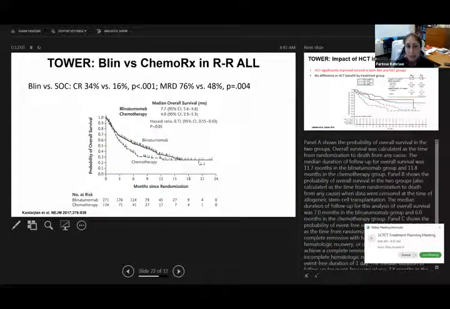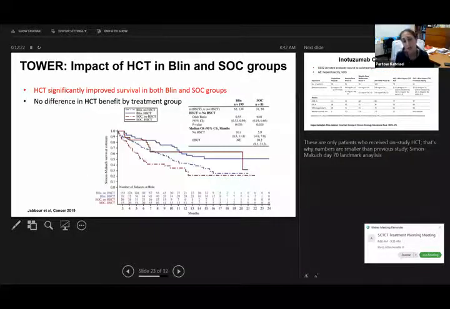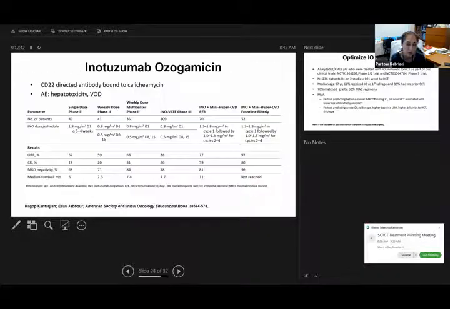When we look at the randomized TOWER study, blinatumomab versus traditional or standard chemotherapy in those patients with refractory or relapsed B-ALL, again, we see that those patients receiving blinatumomab had a significantly higher CR rate, importantly, a significantly higher MRD negativity rate, which then allowed a significantly higher number of patients to go to transplant. I think what I want to just emphasize in this figure is that transplant was improved whether patients had blina or standard of care, but transplant in those who are MRD negative resulted in the best overall survival.